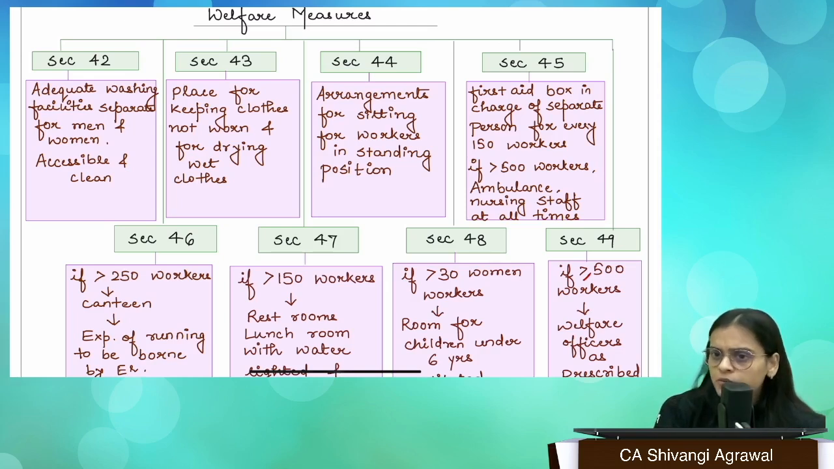Then we have section 43, which talks about storing and drying clothing. So if you have wet clothes, there should be proper place for drying them. There should be proper place for keeping the clothes which you're not wearing. So the workers usually come in their own clothes and then they change into the dress of the factory. So where will they keep the clothes? Right, so there should be proper facility for storing and also the facility for drying clothes, because the uniform actually gets dirty. They have to clean it, they have to dry it, right?